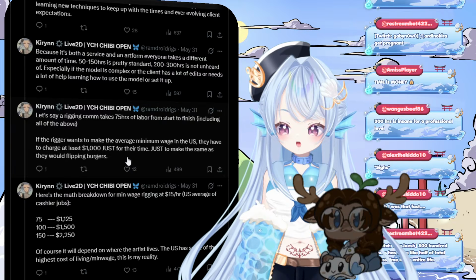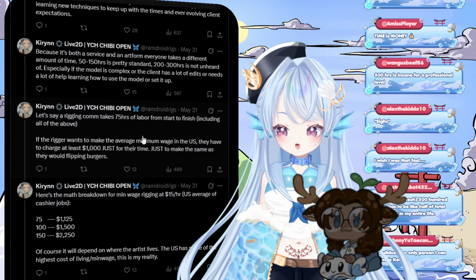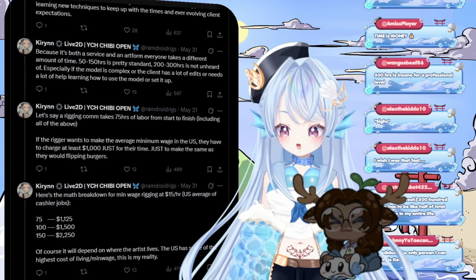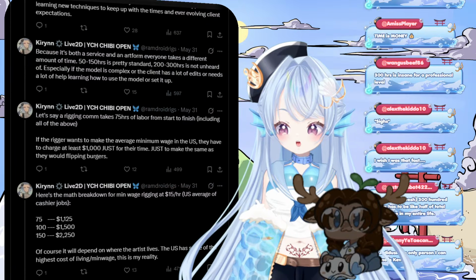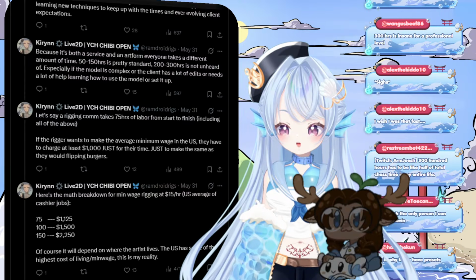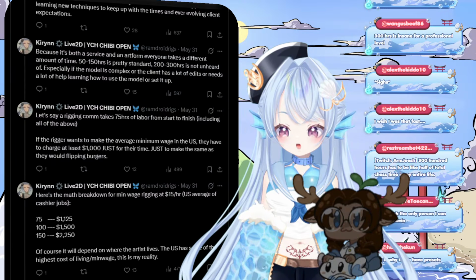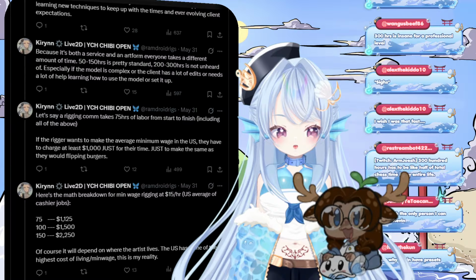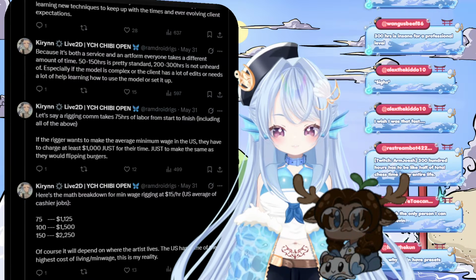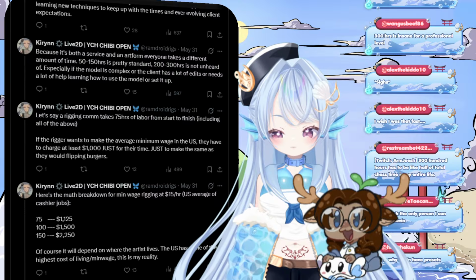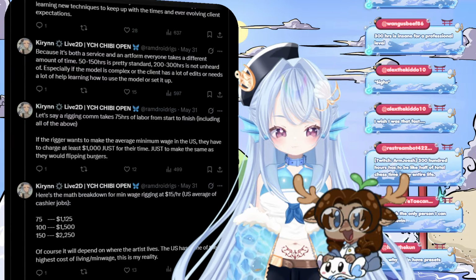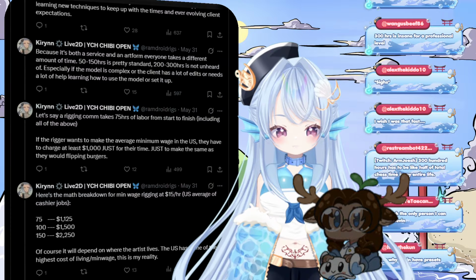Let's say a rigging comm takes 75 hours of labor from start to finish, including all of the above. If the rigger wants to make just the average minimum wage in the US, they have to charge at least $1,000 just for their time, just to make the same as they would flipping burgers. What do you know? What are you talking about? It's commonly known everyone has a base salary and then it goes up depending on what contracts were. What are you talking about?